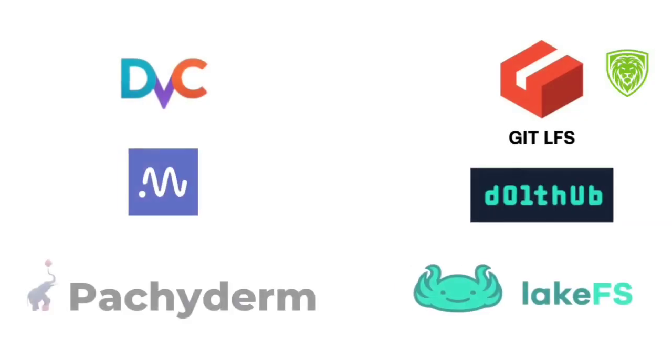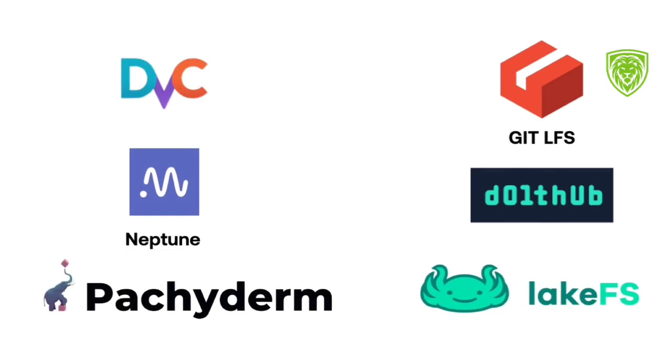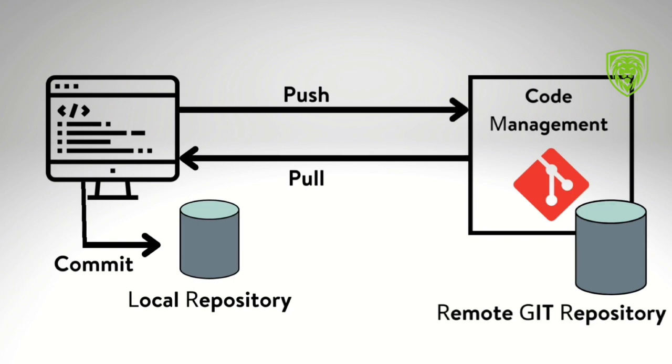This is where a suite of players like Data Version Control, DVC, Neptune, Pachyderm, Git LFS, DoltHub, and LakeFS have devised solutions for data scientists to manage their code with GitHub, while seamlessly integrating with object store to manage and track larger files used throughout the ML lifecycle.